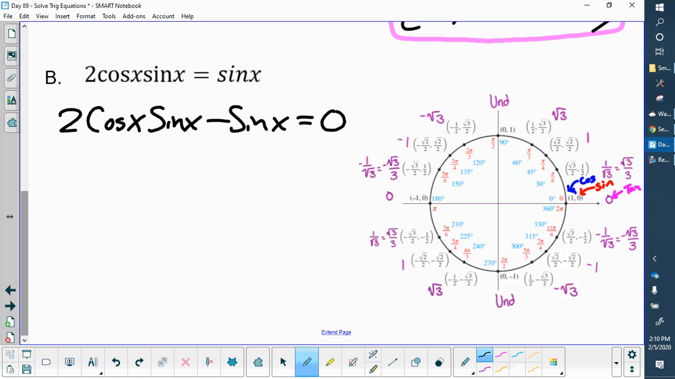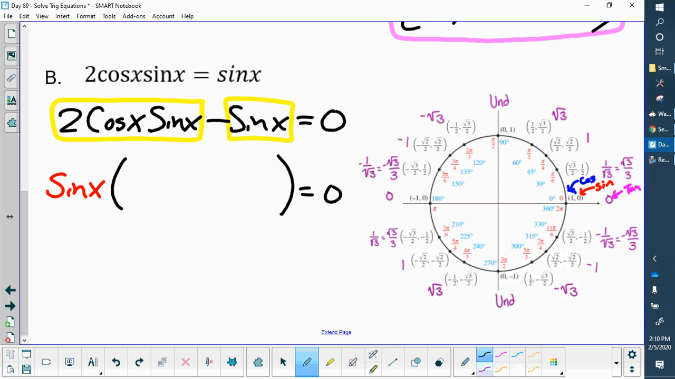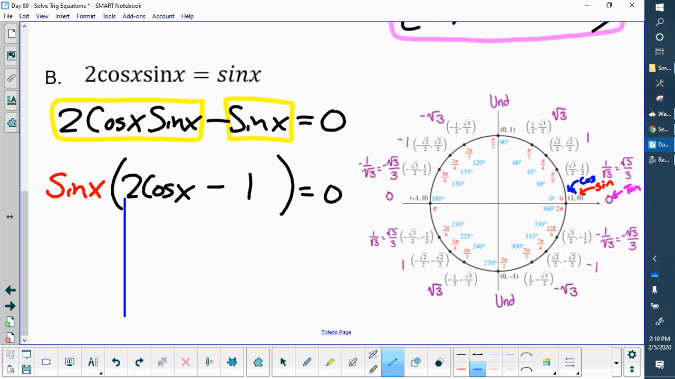Okay, like the last problem, these share a common item. And this is a term, because it's all being multiplied together, and this is a term. What can I pull out of both those terms? Sine of x. So sine of x, and then in parentheses, I would get 2 cosine of x, and don't forget the minus 1. Okay, at this point, I'm going to separate it and make 2 equations. All right, my 2 equations are going to go right here.